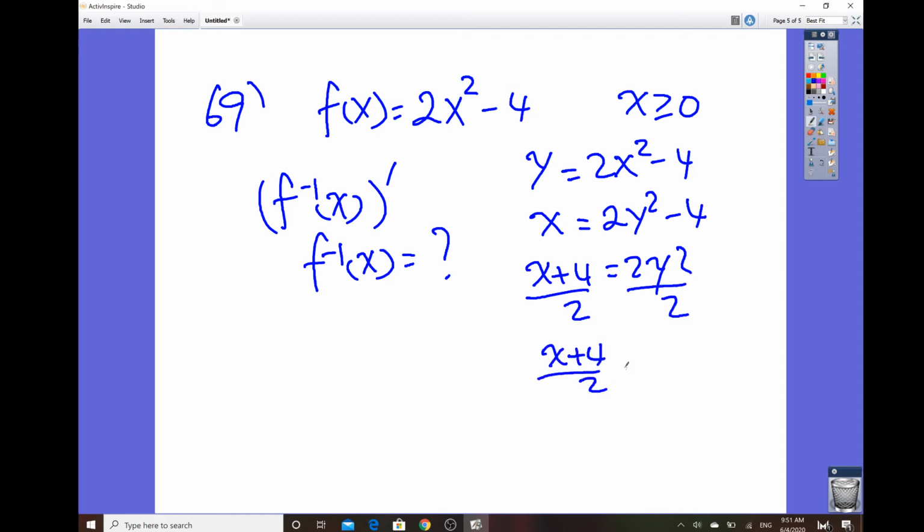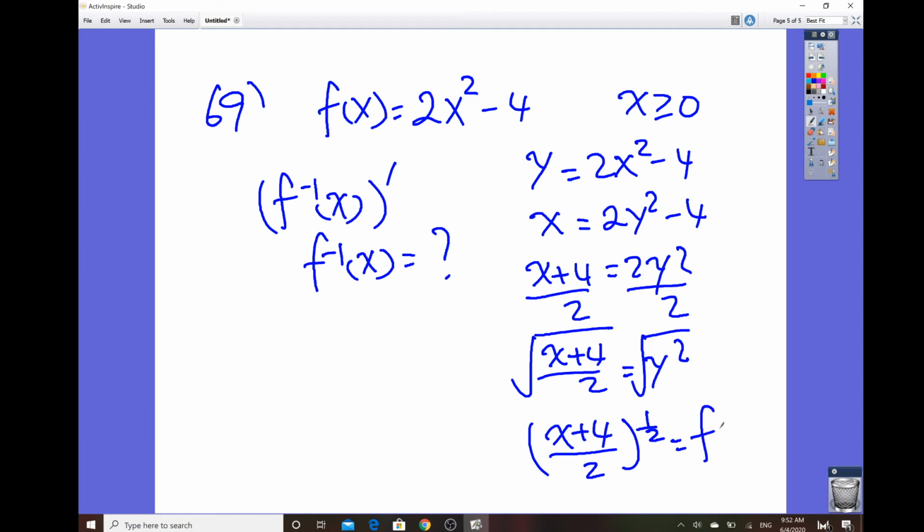And then what we got here is y squared, and then take the square root of both sides. As you can see, x is greater than or equal to 0, so that means this one is guaranteed to be always what? Positive. It cannot be negative with the radicand. If the radicand is negative, we're going to deal with the imaginary number, which doesn't make sense. So it's always being forced to be positive. So this one is just considered (x plus 4 over 2), the whole quantity to the power of 1/2. So that will give you the inverse of f of x.